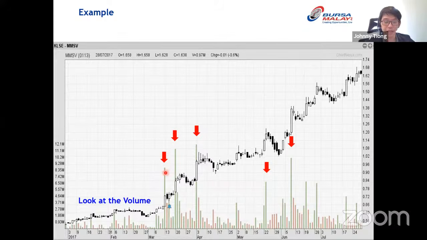You can see here the candles, the higher ones: 1, 2, 3, 4, 5. And then we look at the volume. I call them A, B, C, D, E. Then we look at candle A.